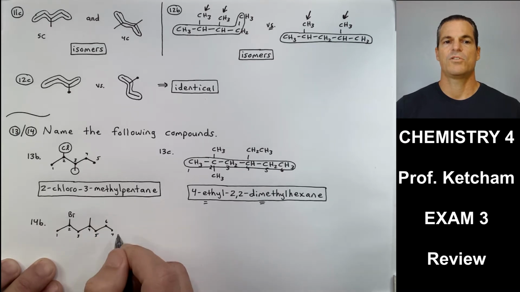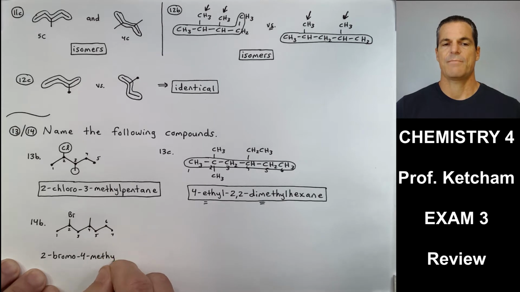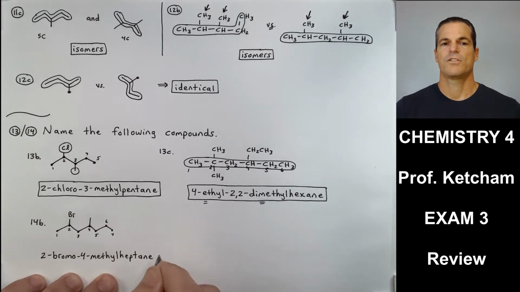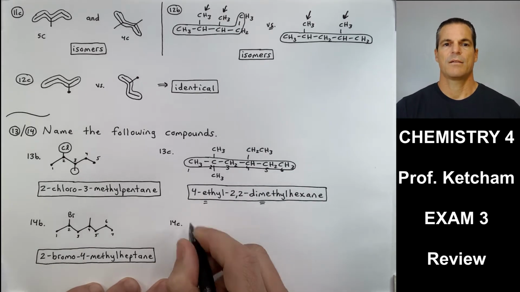Okay? 14B, I've got a bromine branch and I've got a methyl branch. So this is going to be 2-bromo, 4-methylheptane. Heptane is a 7-carbon chain. And the B came before the M, right?